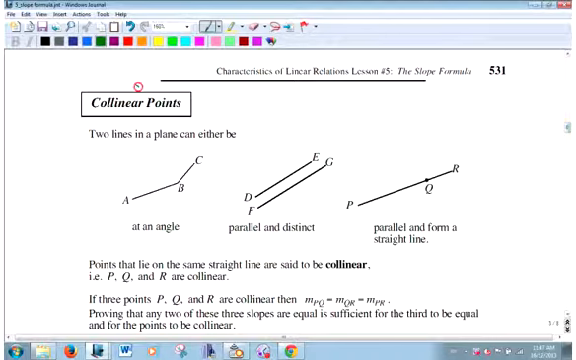Collinear. I don't know if they'll ask you what this is. I don't on my test, but it's still a good little exercise. We already looked at this. What can you say if this is a line between the slopes of PQ and QR? Yeah, so the slope of PQ equals the slope of QR. If that happens, then all these points are collinear. They're on the same line. That's what it's saying.